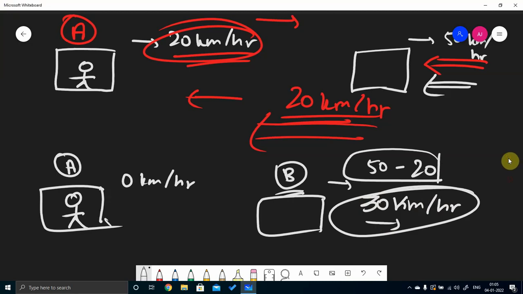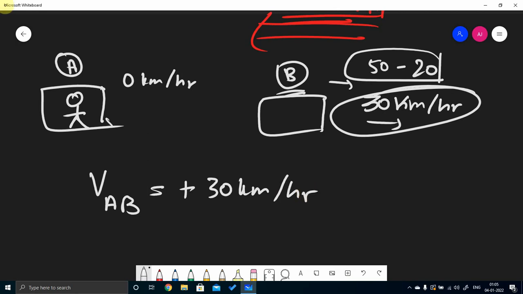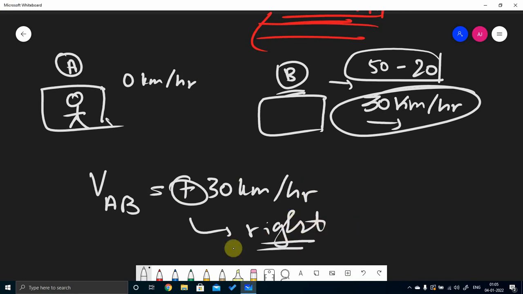Okay, so now if we have to finally give the answer, VAB will be equal to plus 30 kilometers an hour, assuming positive is towards the right. All right, the sign convention is up to you. You can choose whatever direction you want as positive and whatever direction you want as negative. That is completely up to you. So that is what relative motion basically is.